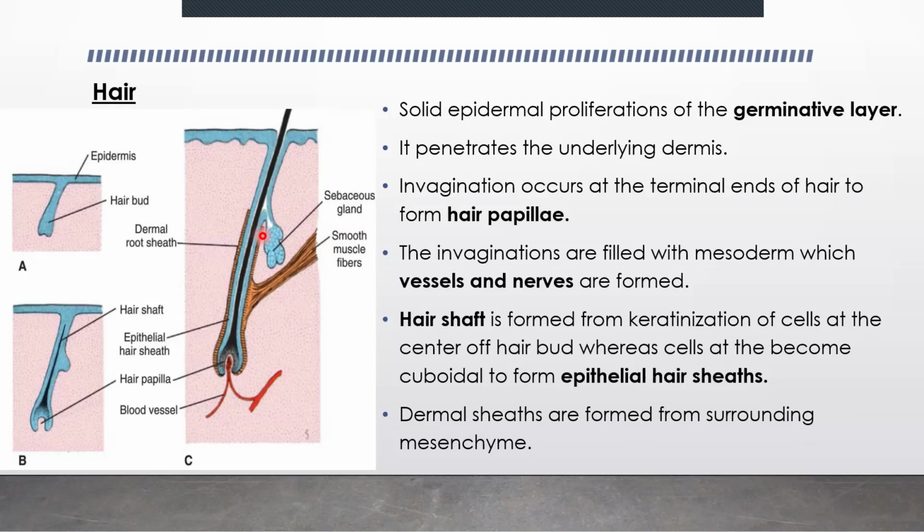Then the dermal sheaths. So you have epithelial sheaths, and then you'll have the dermal sheaths. These in blue are the epithelial hair sheaths coming from the epidermis. Then you have the dermal sheaths, which are coming from the dermis, the surrounding mesenchyme. So parts of our hair shaft: we have an inner part which is keratinized, the epithelial hair sheath, which comes from the epidermis, and then you have a dermal root sheath that comes from the dermis and mesenchyme surrounding it.